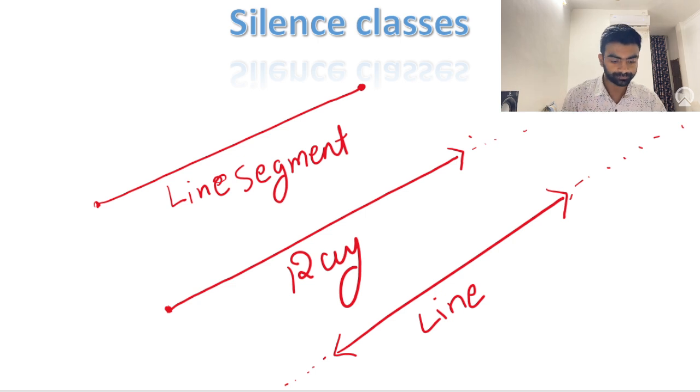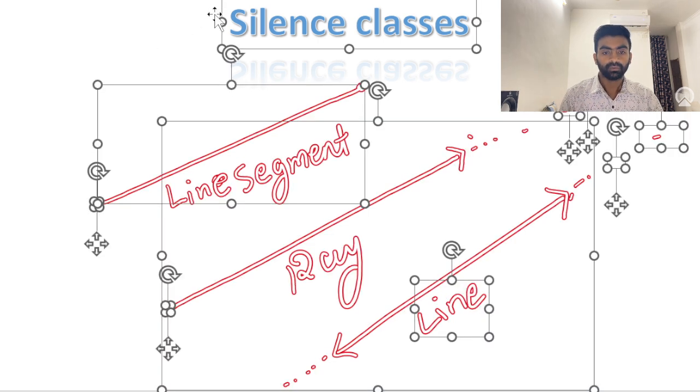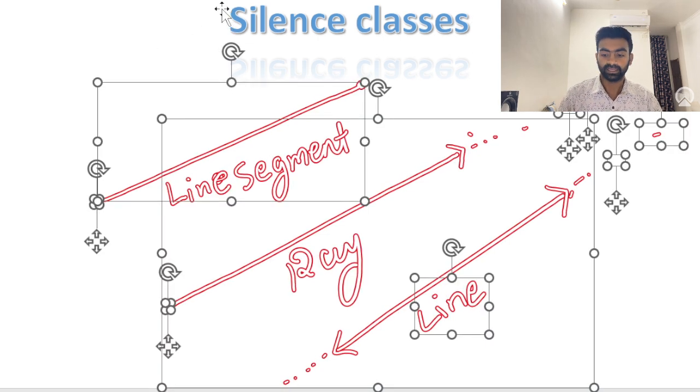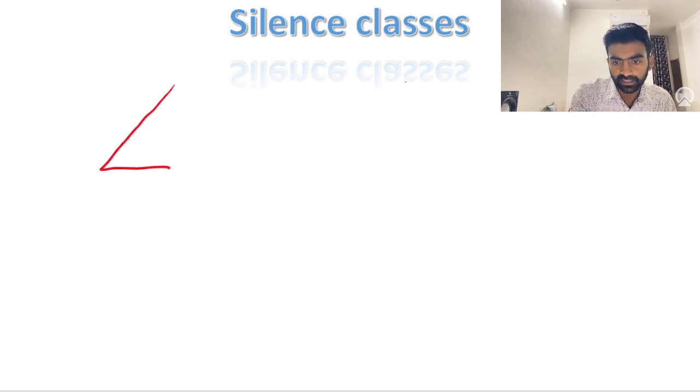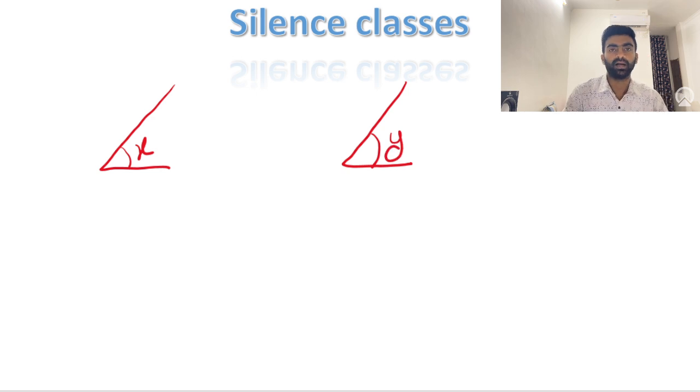Now we will talk about different types of angles. Like if we make two angles like this, the name of the first angle is x and the second one is y.